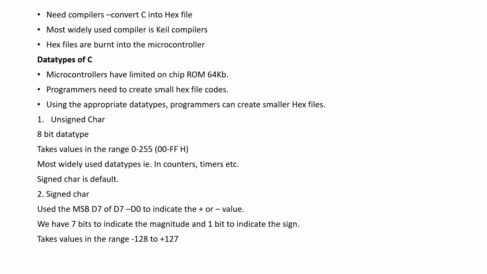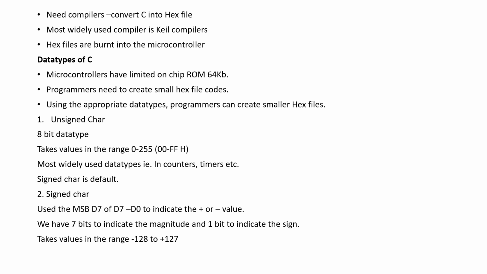In programming 8051, C offers different types of data types. Microcontrollers have limited ROM space, that is only 64 KB. So the programmers need to use this space wisely and need to create small hex file codes to use the maximum of this available space. So using the appropriate data type, the programmers can create small hex files.